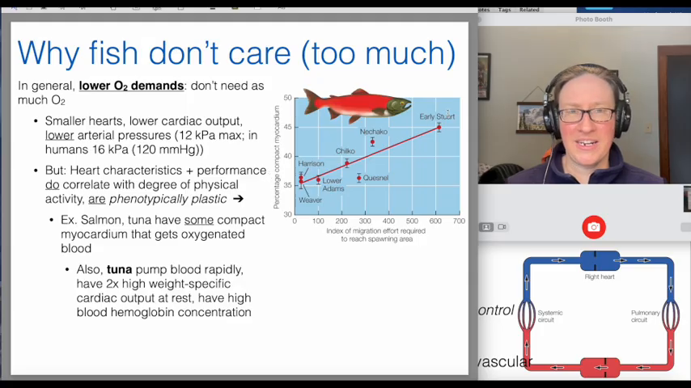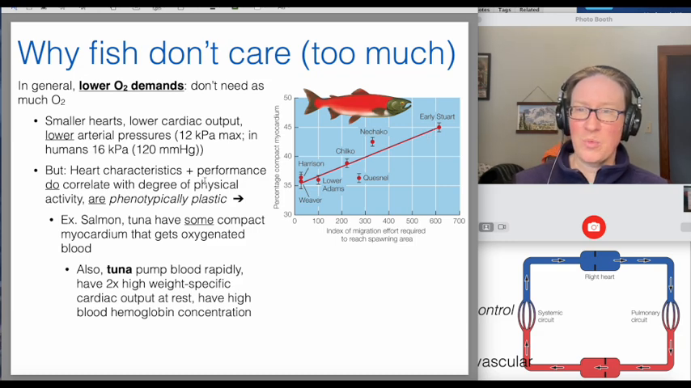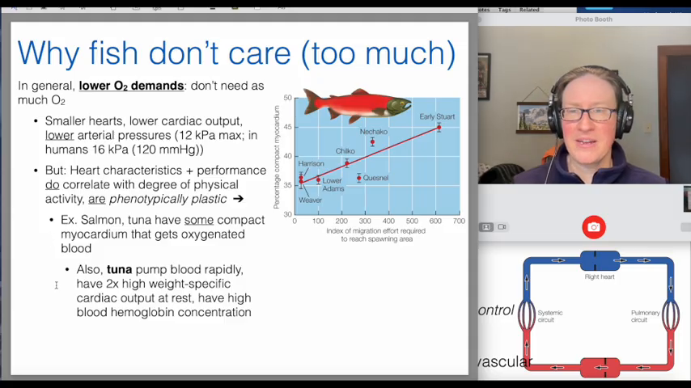And it's correlated with the intensity of spawning, right? So if spawning is harder, there's clearly been a selective response in circulatory function. So we do see some compact myocardium in some fish groups, right, that then gets oxygenated blood. And here again, tuna are an outlier.